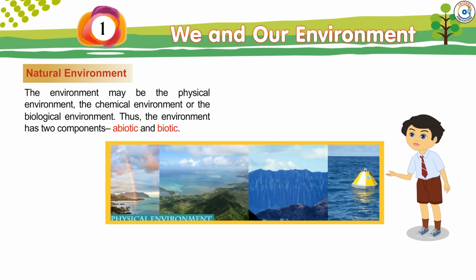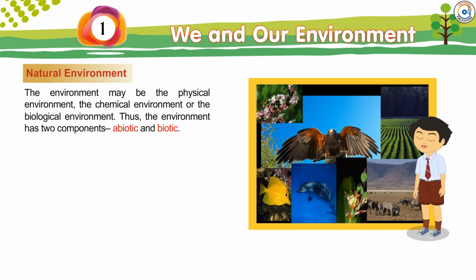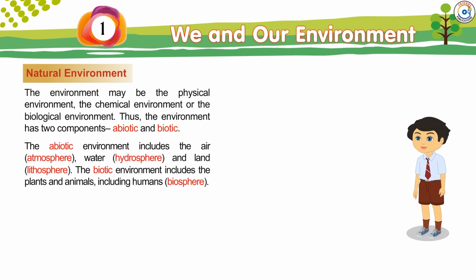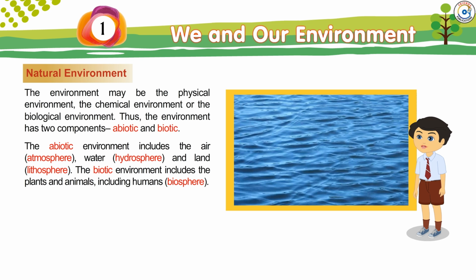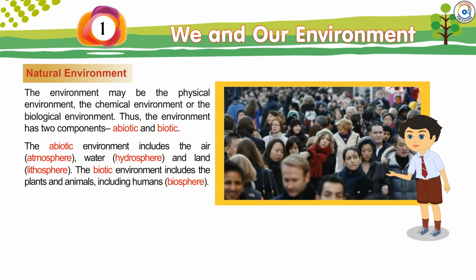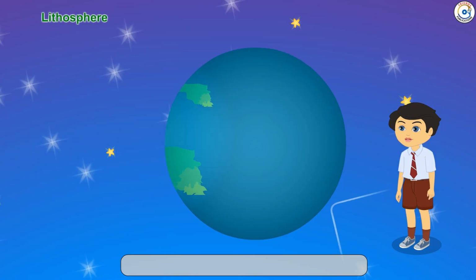Natural environment. The environment may be the physical environment, the chemical environment, or the biological environment. Thus, the environment has two components, abiotic and biotic. The abiotic environment includes the air (atmosphere), water (hydrosphere) and land (lithosphere). The biotic environment includes the plants and animals, including humans (biosphere). The physical or abiotic environment sustains the biological environment. The two interact in the biosphere and exchange matter and energy.